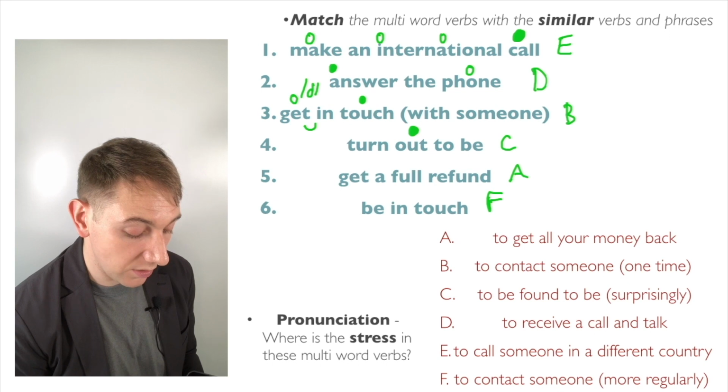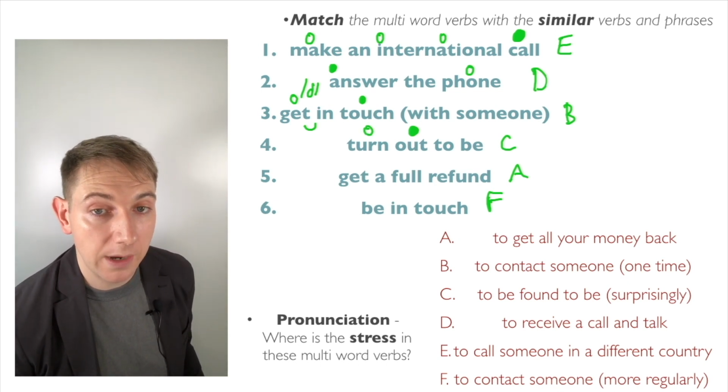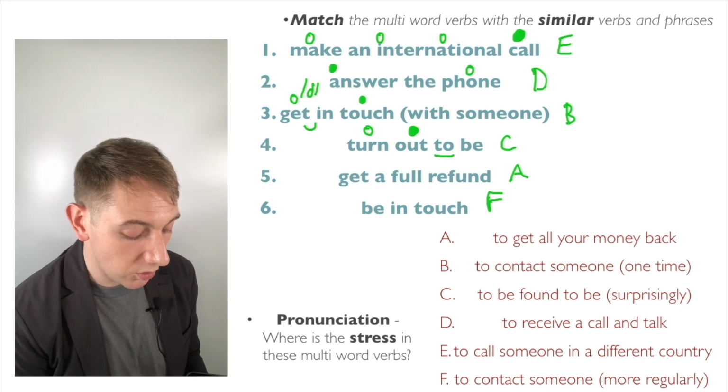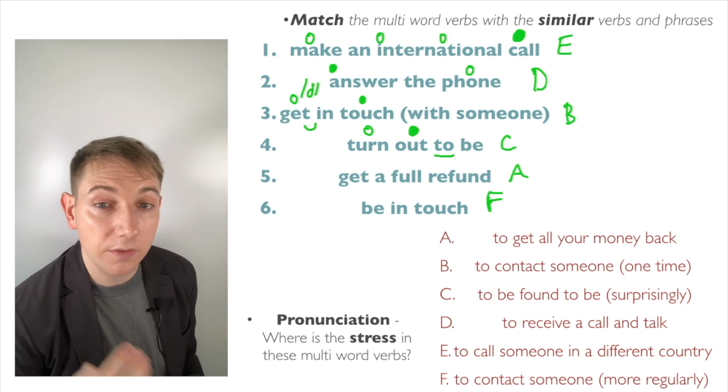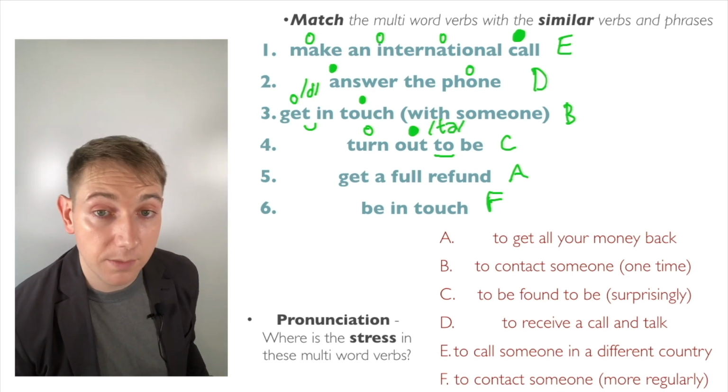That has a big stress on it, smaller stress on turn. Turn out to be. And normally the to here is not an oo sound, it's more of a t sound. To be. To be.